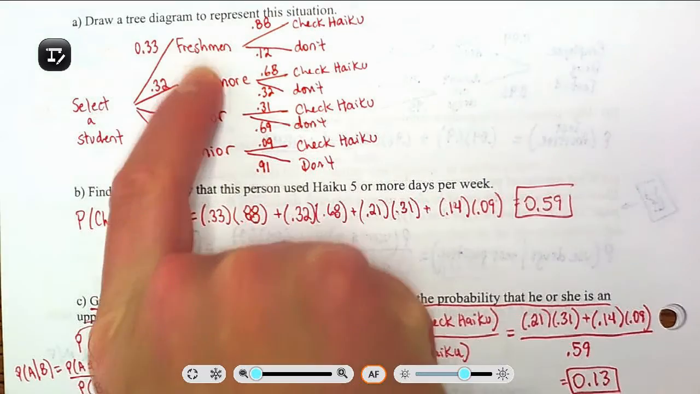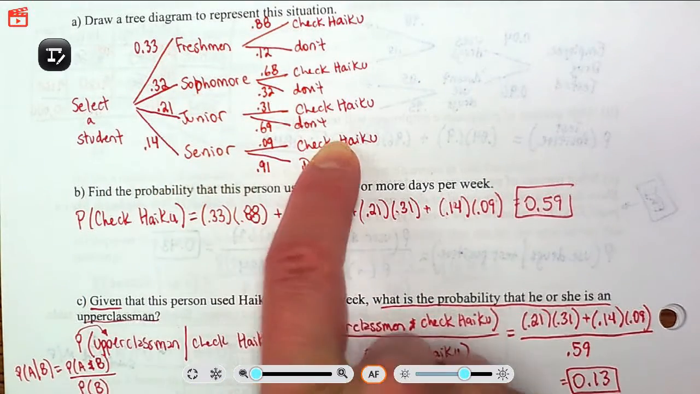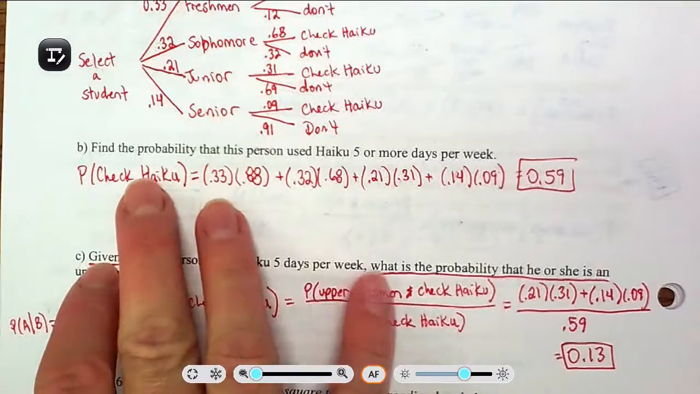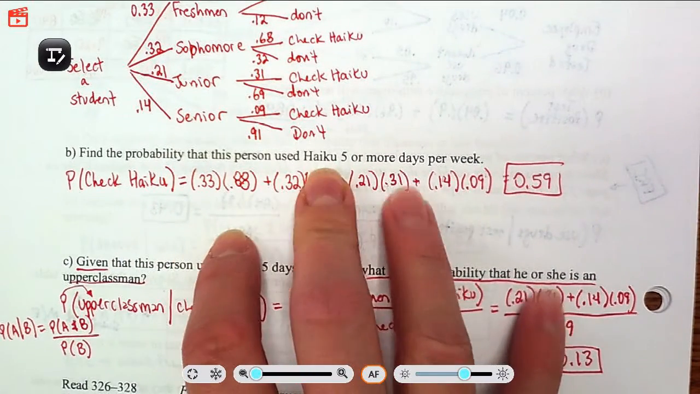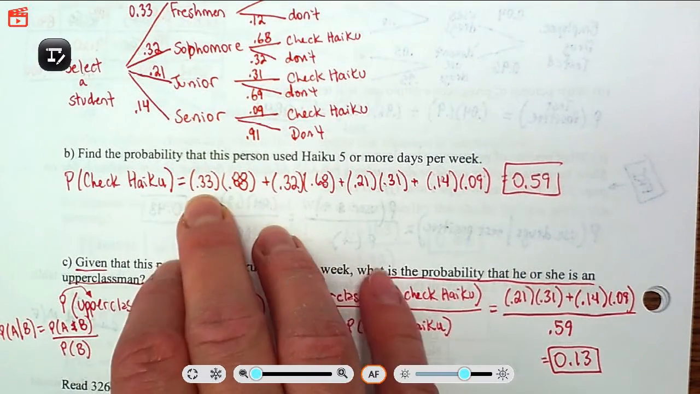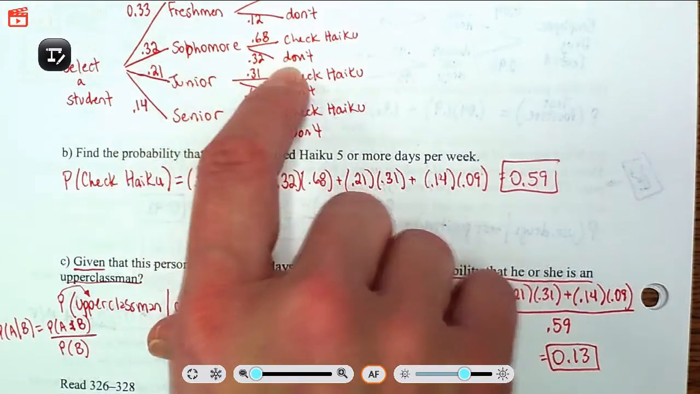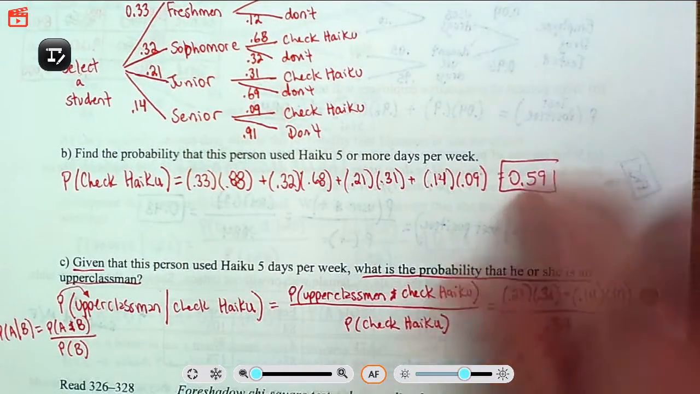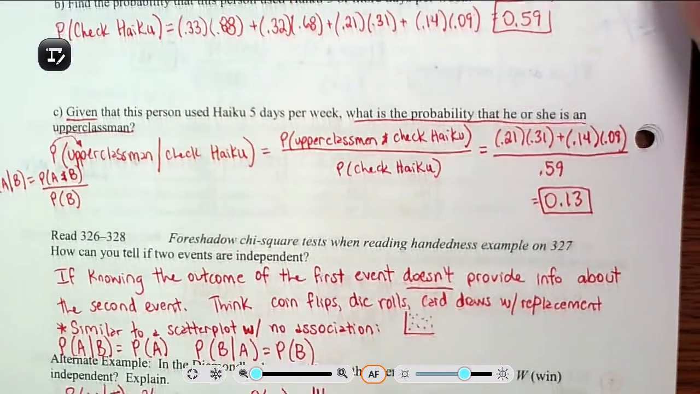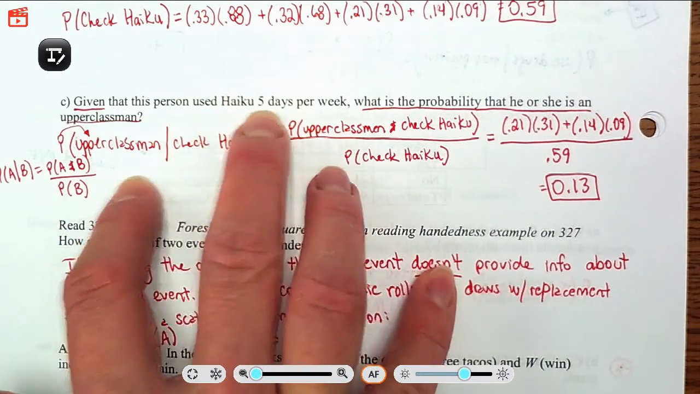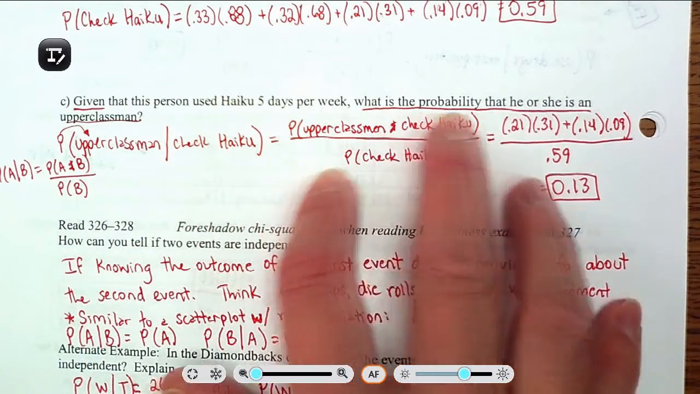So first we can select a freshman, sophomore, junior, or senior, then we can see if they check Haiku 5 days a week. Find the probability that this person used Haiku 5 or more days per week. The probability they check Haiku 5 or more days per week for freshmen, sophomores, juniors, and seniors turns out to be 0.59. Given that this person used Haiku 5 days per week, what is the probability that he or she is an upperclassman?